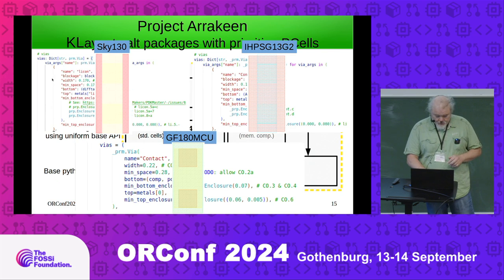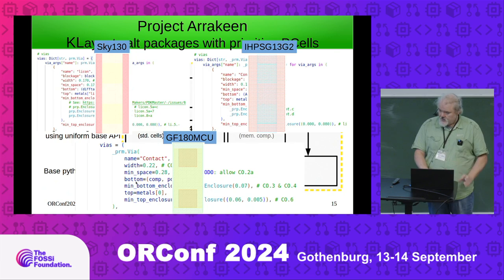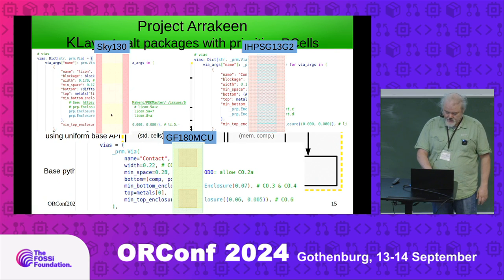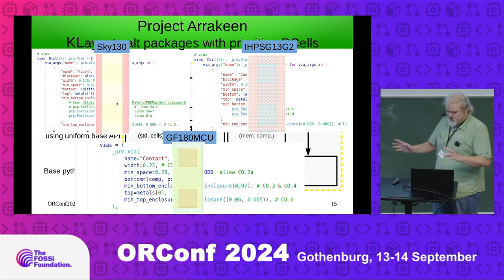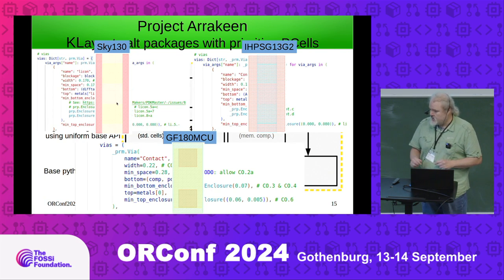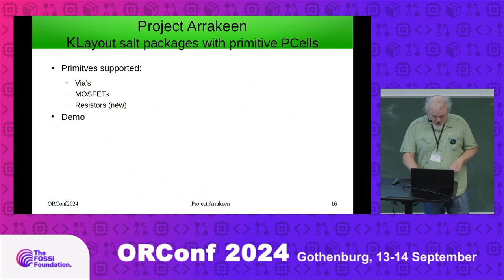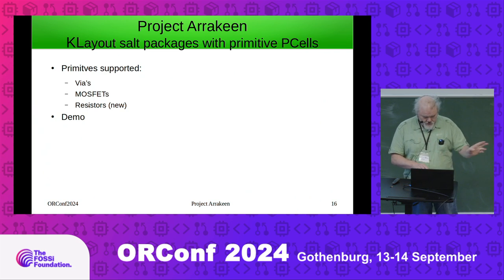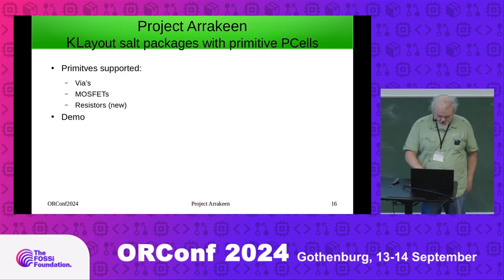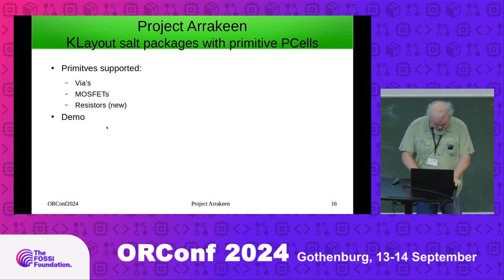You have seen this definition of the contact layer before, and now you can easily have a P-cell generated in your KLayout based on the definitions here. It's common code, so the way these P-cells work is the same for all the PDKs that I support. Currently, what I support are the vias, the transistors, and the resistors. The resistors are something I added a few days ago. So I can have a quick demo.